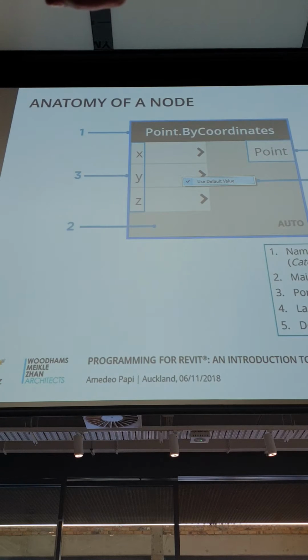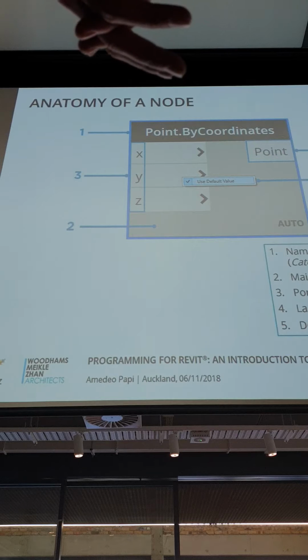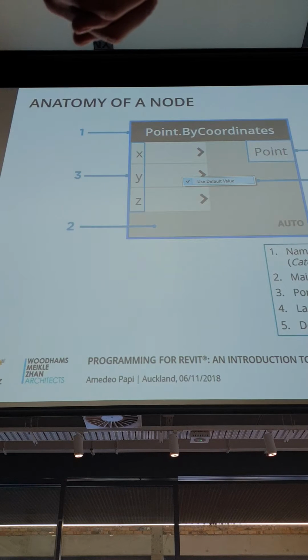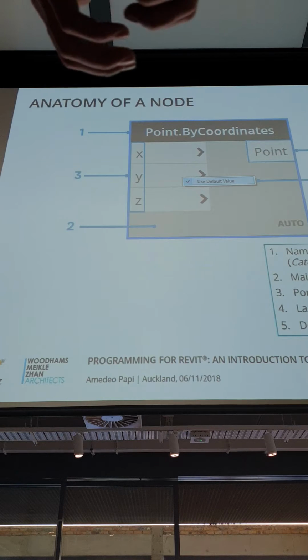This is how a node looks like. Actually, it has some very smart features, starting from the name on top. You have the ports, so in and out, like if it was an electric device, and the lacing icon and the default value as well.